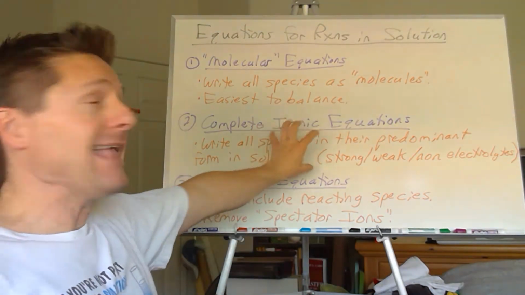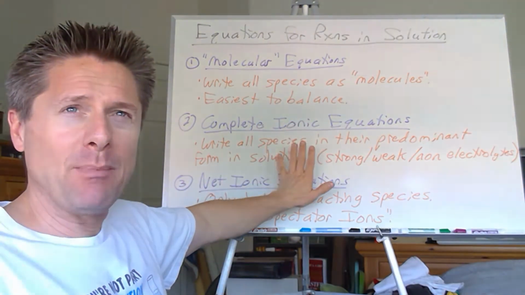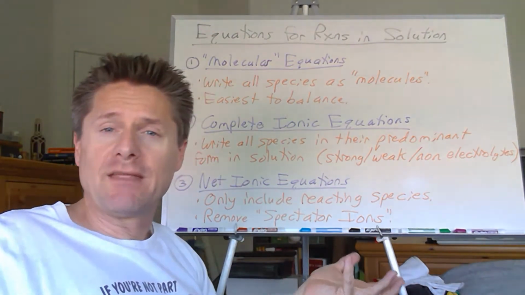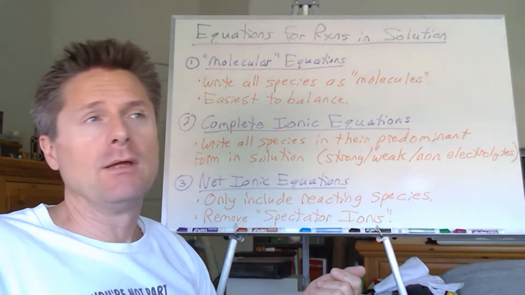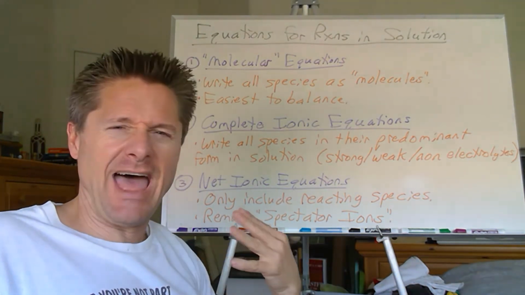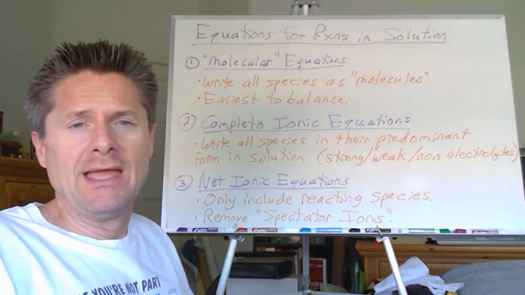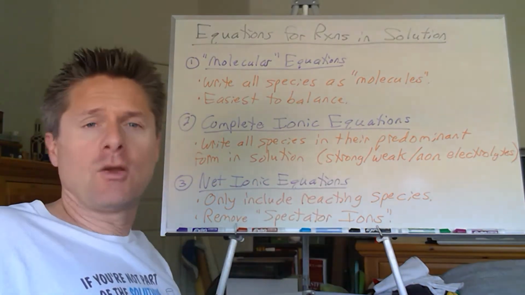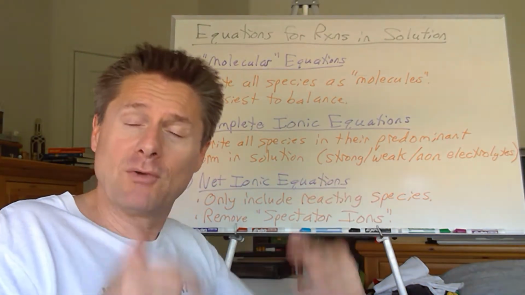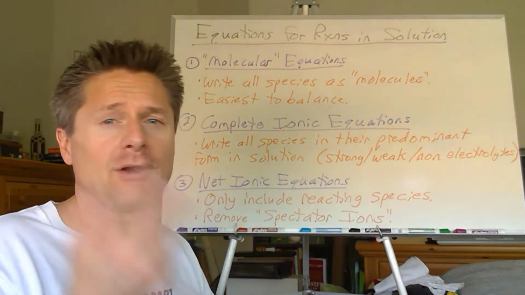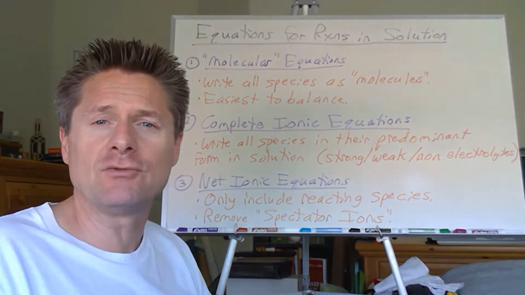Now, a lot of people like the complete ionic equation because it's the most representative of reality. But it's the bulkiest. It's got a lot of stuff to it. It just goes on forever and ever. There's a lot of clutter. And you'll find when you do a complete ionic equation, there's ions that are the same on both sides. They didn't react. They're just floating around creating electrical neutrality in the solution.